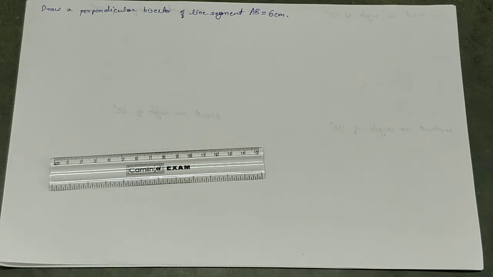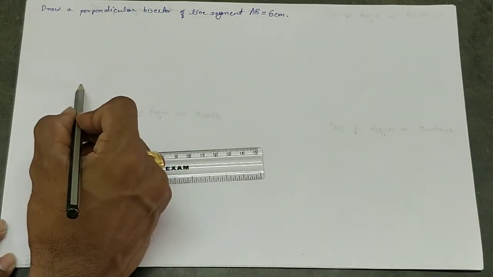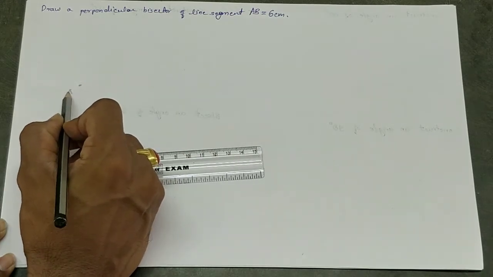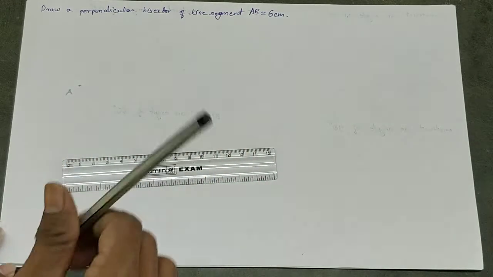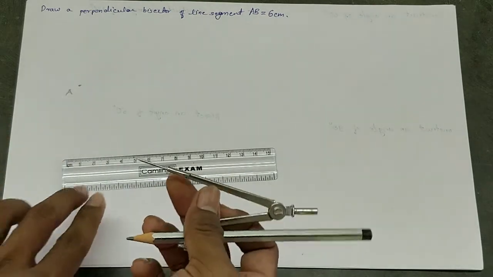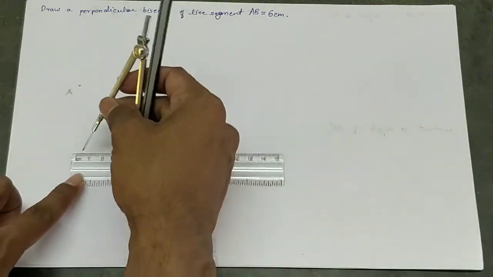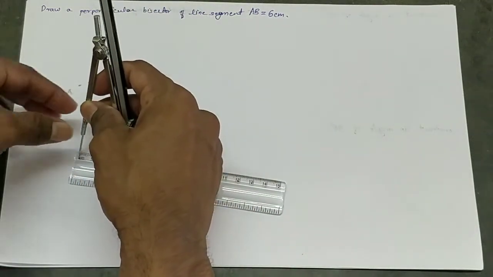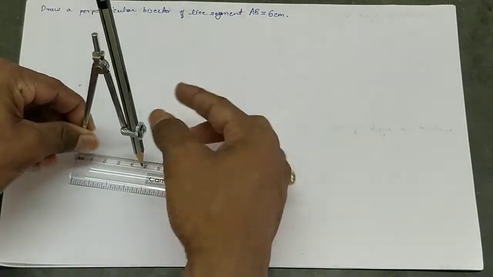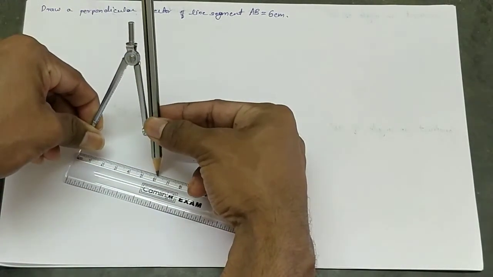Construct a line segment AB of length 6 centimeters. So I will take my first point as A. Now I'm going to construct a line segment of 6 centimeter, and for that I'm going to keep my pointer on this point, that is on 0, and from this I'm going to extend it till 6 centimeter over here.